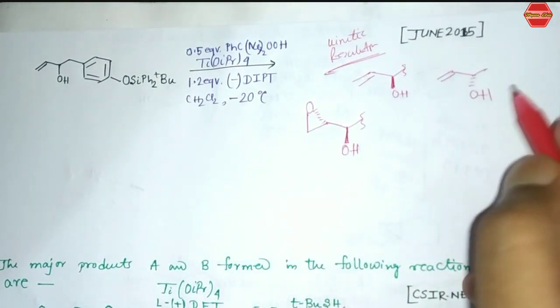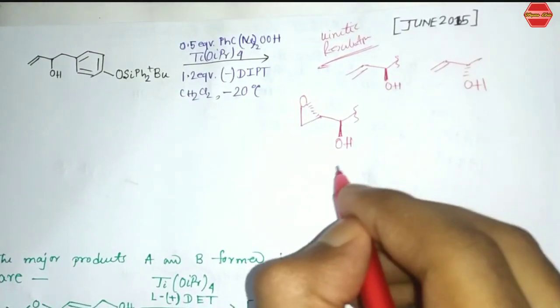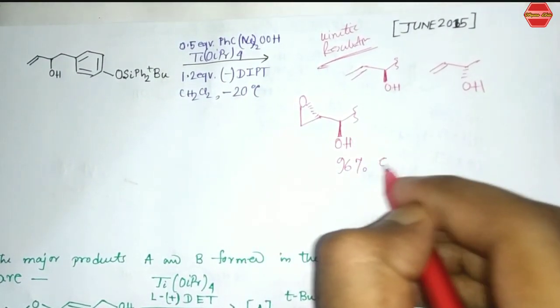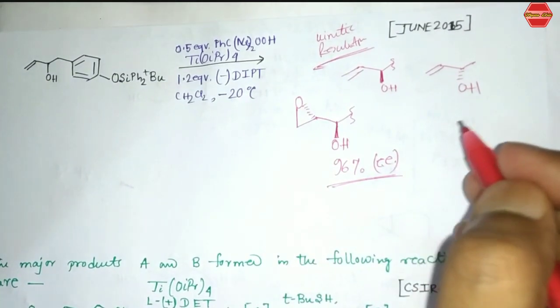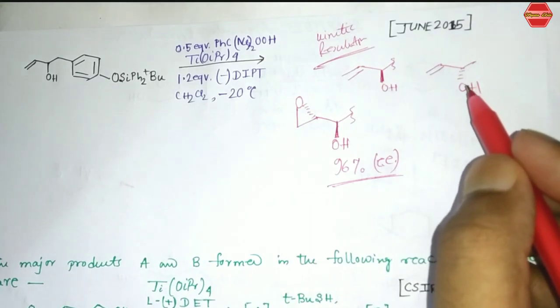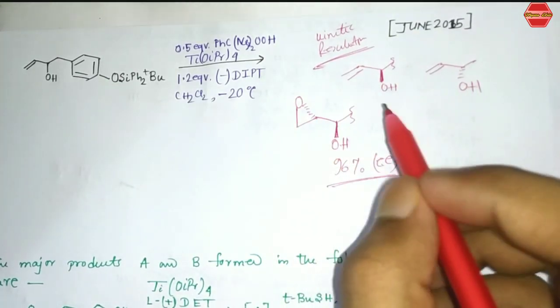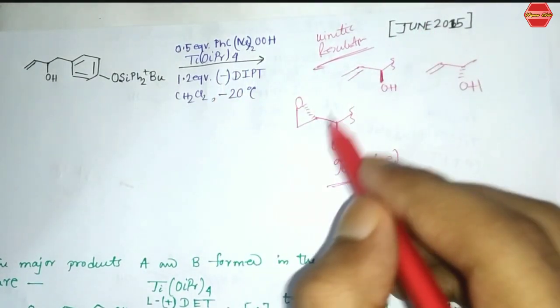Okay, so this will be, and the other rest parts are also there, and here we are getting 96% enantiomeric excess, so that is a much higher yield we are getting. Okay, but this one is comparatively not reactive as compared to this one. Now that is why when we use minus DIPT, we are getting this type of compound.